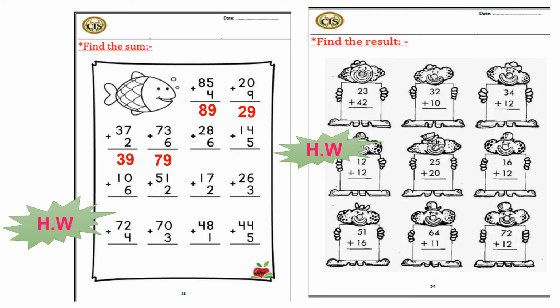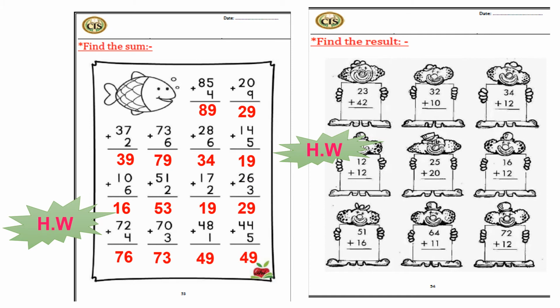28 plus 6. I will put 28 in my mind, 6 on my fingers, and let's count after 28. 29, 30, 31, 32, 33, 34. 14 plus 5. I will put 14 in my mind, 5 on my fingers, and let's count after 14. 15, 16, 17, 18, 19. And now you can complete that page as HW.